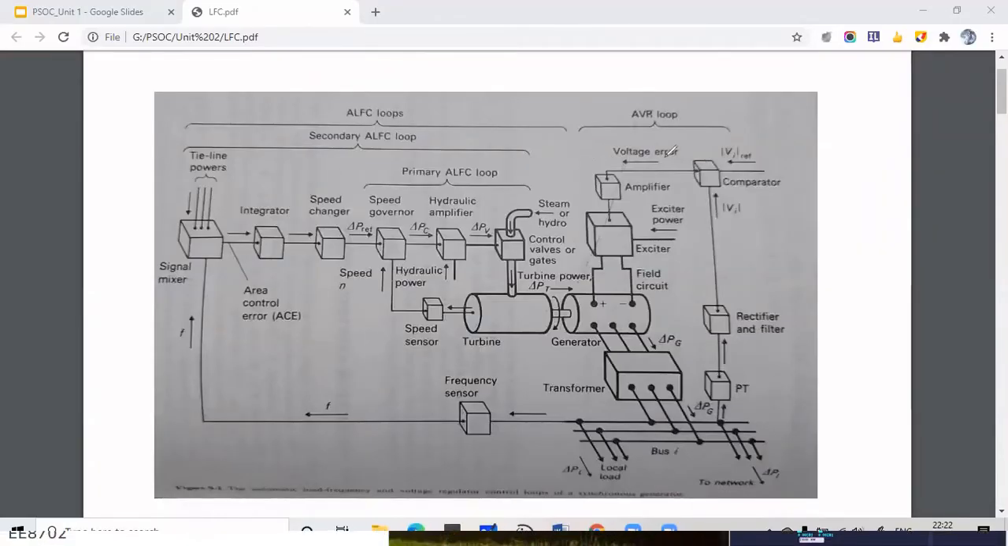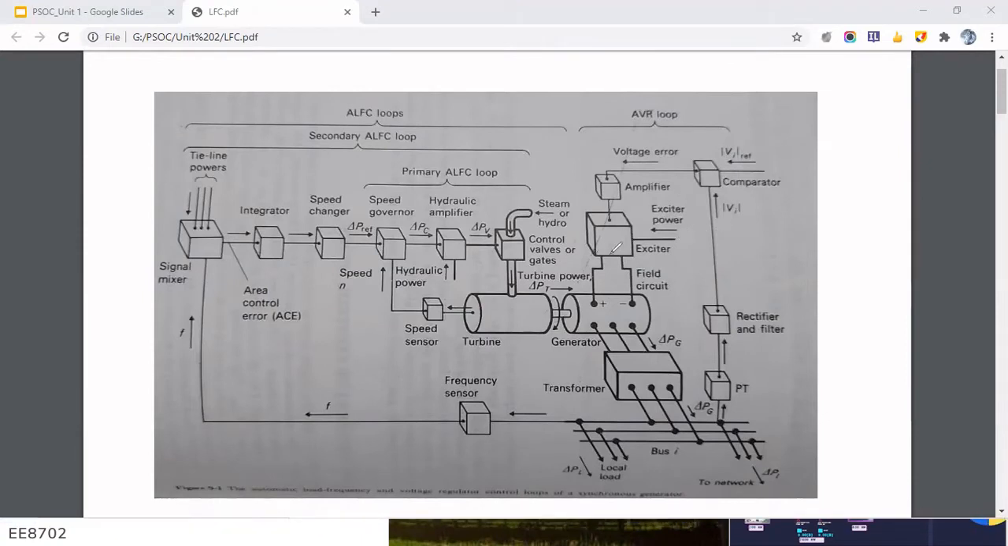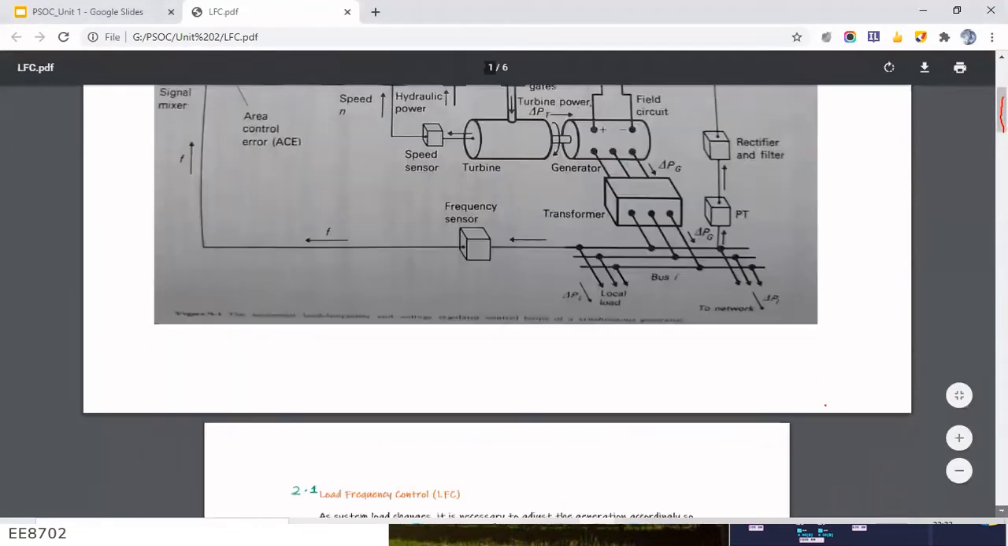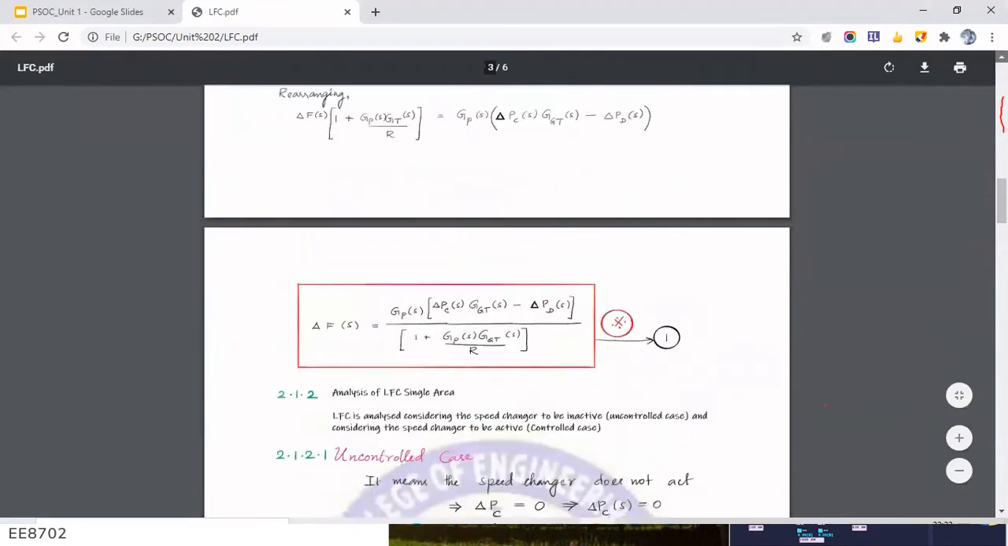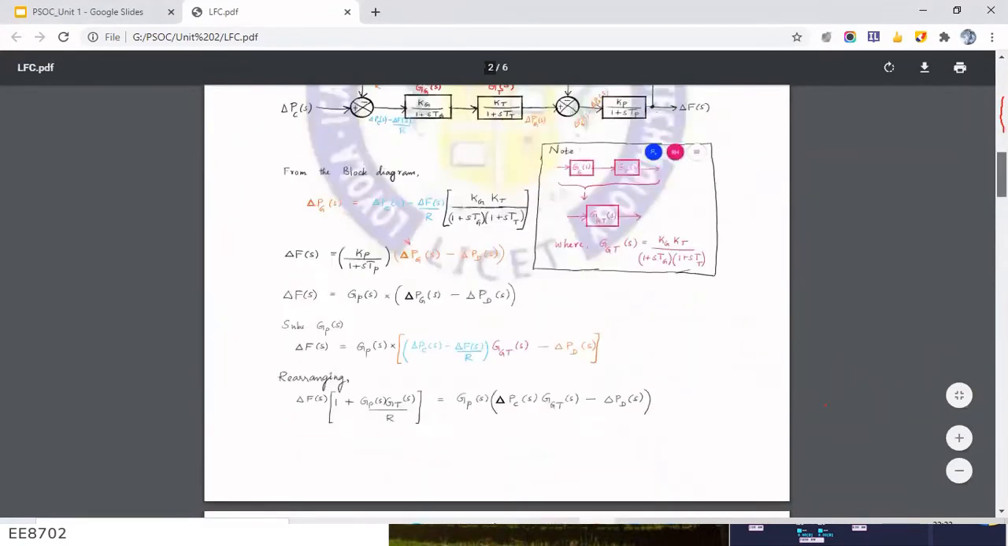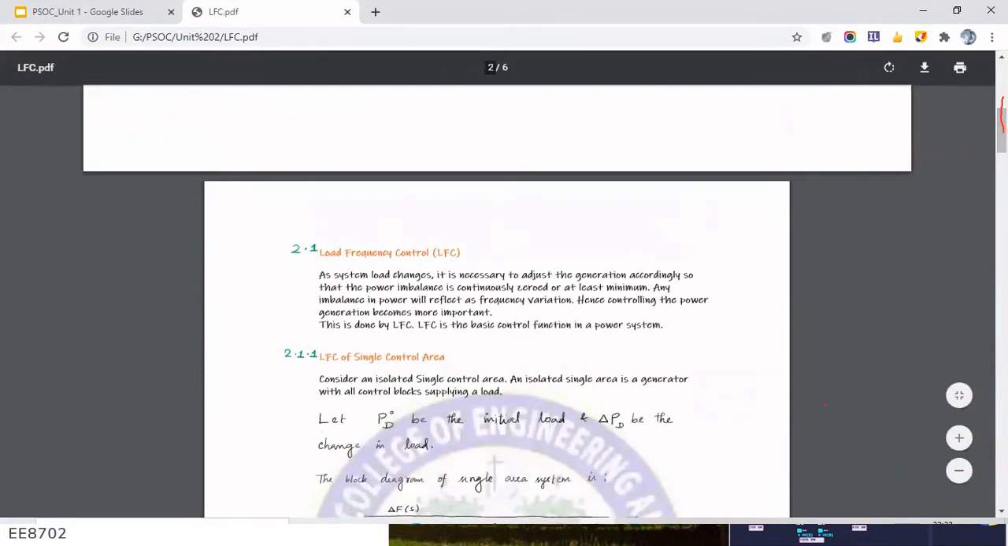We have seen in detail the working of the different blocks of the overall control. Now let us go to the detailed modeling of the load frequency control. So when we talk about the load frequency control, it is basically the primary control which is available in a power plant.